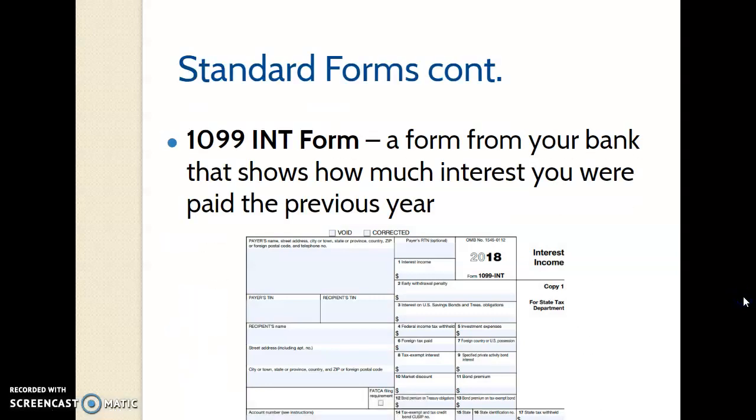You will also receive in the mail a 1099 interest form. This is a form your bank will send you that shows how much interest you were paid in the previous year in your savings accounts or money market accounts or any other type of interest-bearing account that you have at a bank.